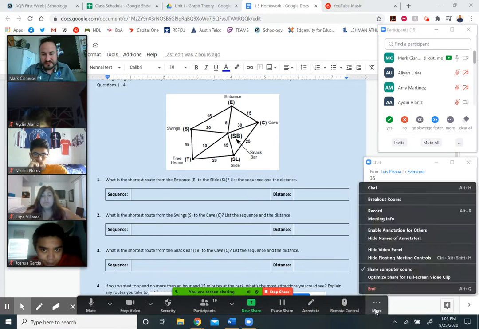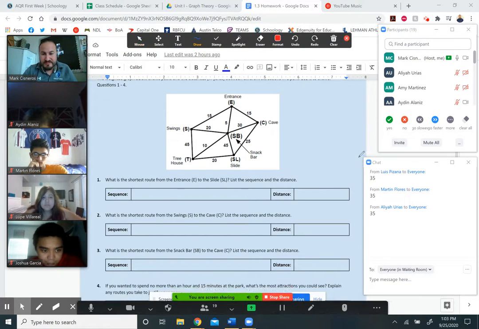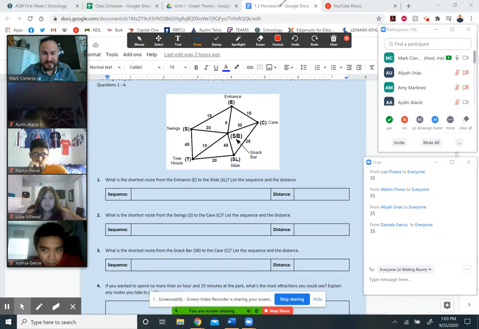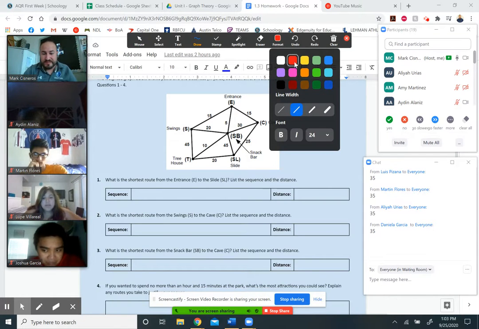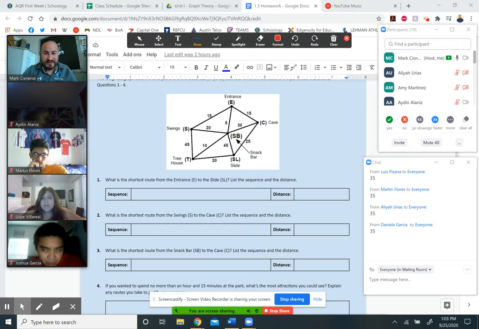Good. In my last class, a bunch of people got 40. We're looking for the shortest path from the entrance to the slide. A lot of people in the last period just went this way, and 25 plus 15 is 40. But there is a shorter way to do it: go to the snack bar, then go to the tree house, and then go to the slide, because 20 plus 10 plus 5 is only 35.